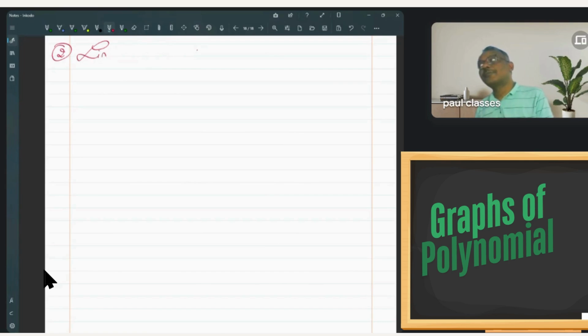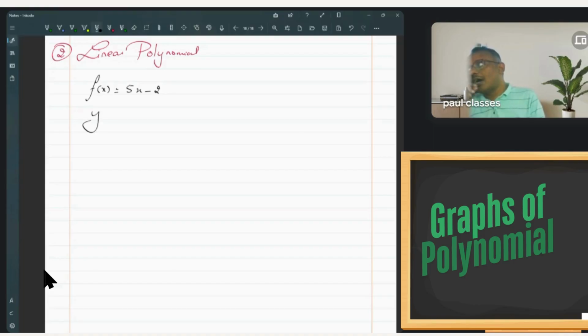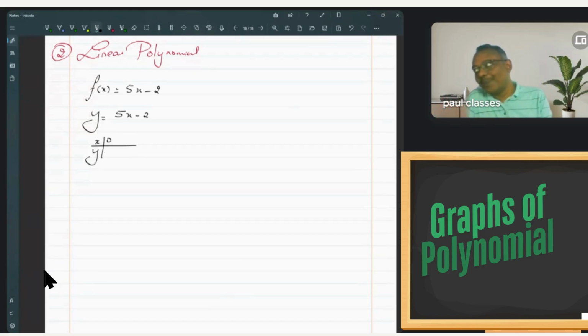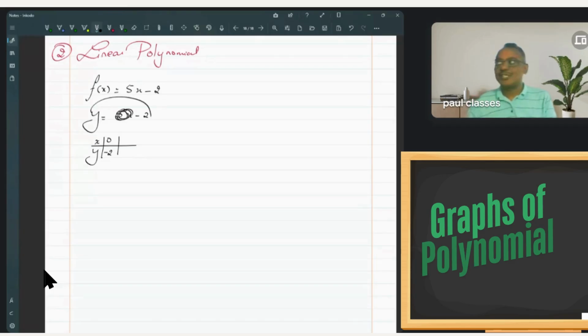Linear polynomial. Now linear polynomial, तो ये तो अपन ने लास्ट ईयर कर चुके हैं. Say f(x) is equal to 5x minus 2. So I want to draw the graph of this. So y is equal to 5x minus 2. Last year you have studied to draw the graph of this. मालूम है कैसे ग्राफ बनाते थे? x को 0, y पे minus 2 है ना. You put x as 0, you get y as minus 2.